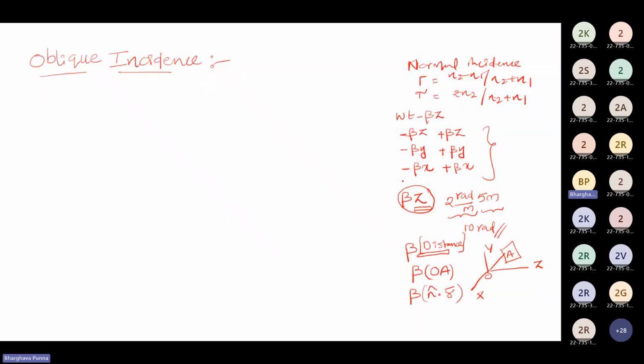So we came like this. Beta into distance is to be taken. The distance we have taken is OA, and that OA can be written in terms of n cap dot r bar. What is n cap? It is about the direction of propagation. Unit vector in the direction of propagation. Unit vector means its magnitude is 1. And n cap we have defined: this direction of propagation is making certain angles with the x-axis, y-axis, z-axis. It is one vector. So what is its projection on the x-axis we need, what is its projection on the y-axis we need, and what is its projection on the z-axis also we need.